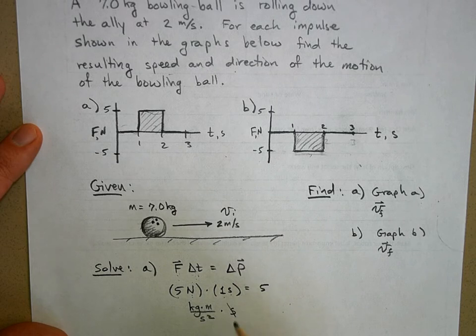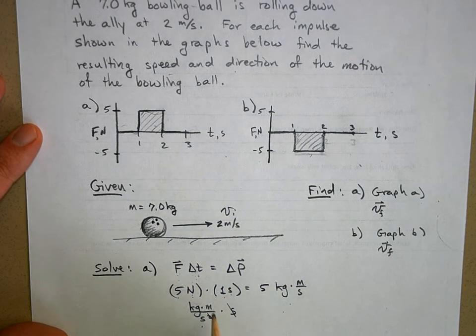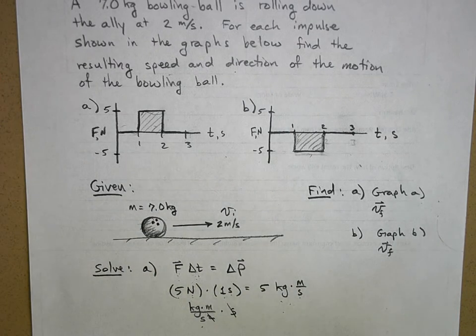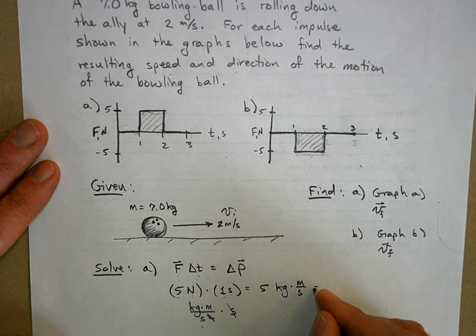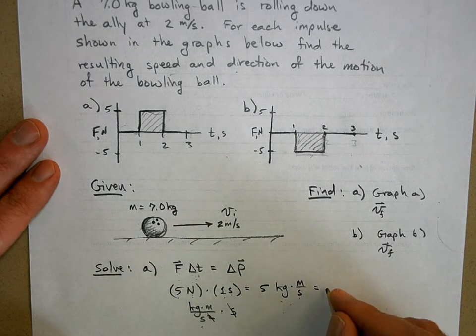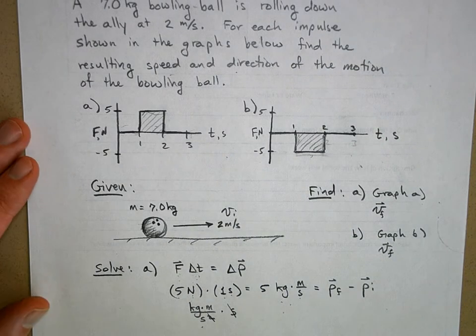So what happens is that this second cancels with the second squared on the bottom, and you get 5 kilogram meter times meters per second. Kilograms times meters per second. Oh, look, mass times velocity. Those are the units for momentum, right? Mass times velocity is momentum. But this is a change in momentum. So this is going to be equal to P final minus P initial for the bowling ball.